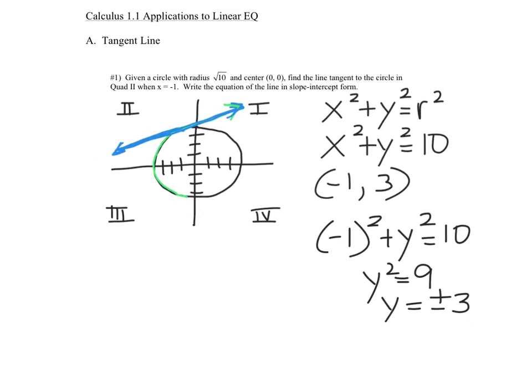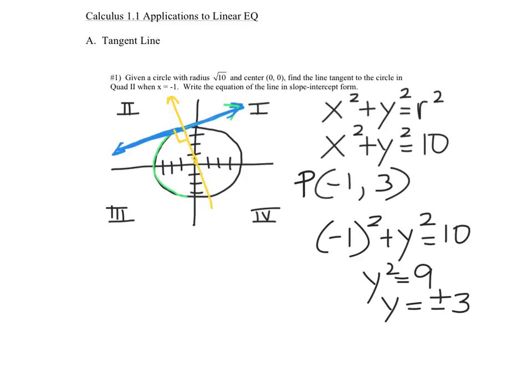Okay, so here we go. We have a point, and now we need a slope. Now, maybe you don't know this, and I don't think you do, but when you're centered at the origin like that, and you have a tangent line, and you draw a line from the origin to that point, you know what happens?